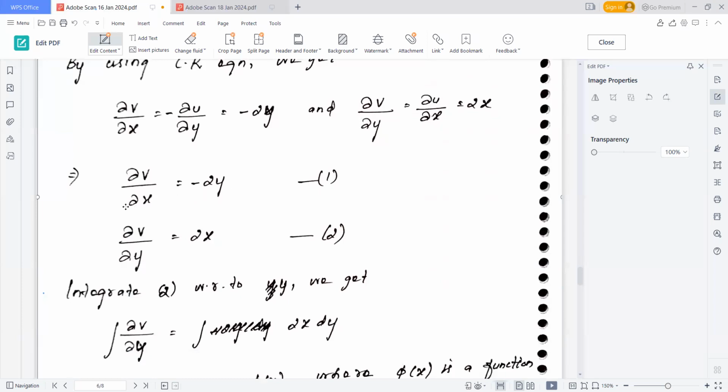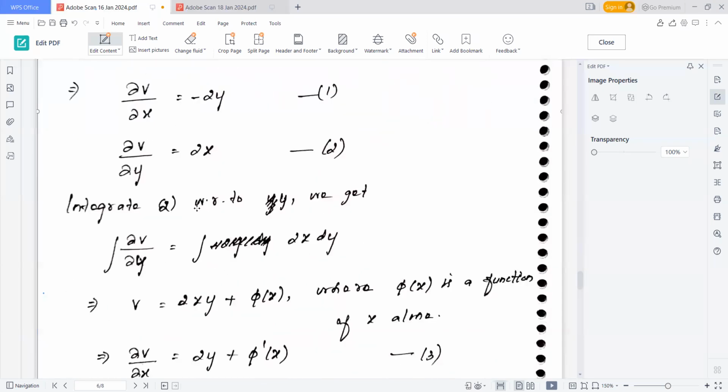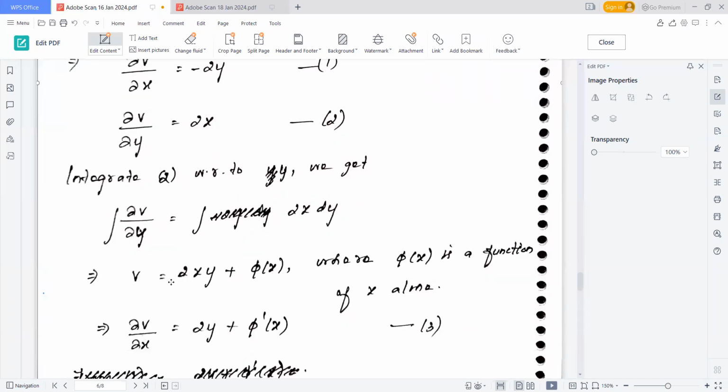If you choose the first equation, then you have to integrate with respect to x. If you choose the second equation, then you have to integrate with respect to y. So we have chosen the second equation, therefore we are integrating with respect to y. So we obtain the function v = 2xy + φ(x).